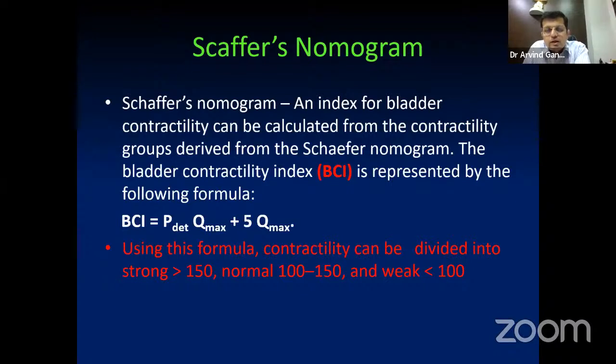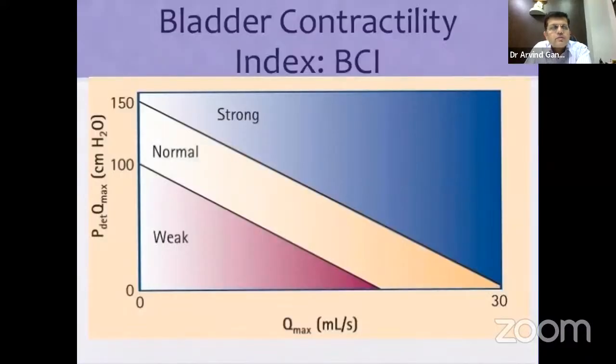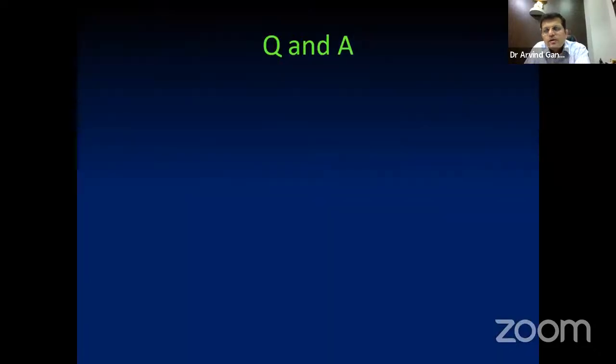Using this formula, anything beyond 150 indicates that the patient has good contractility and the results after surgery are going to be very good. Less than 100 means the contractility index is low and the patient has a poorly contractile detrusor. And the same nomograms as in the AG number, ICS nomograms, you can see in this Schaeffer's nomogram as well.